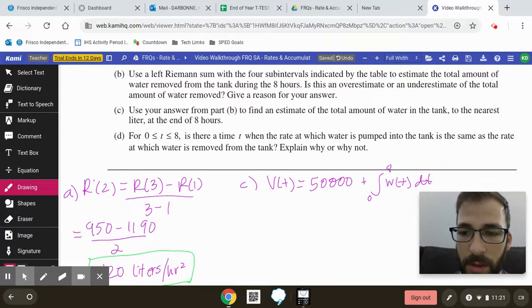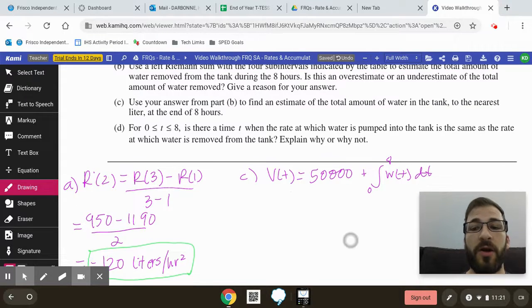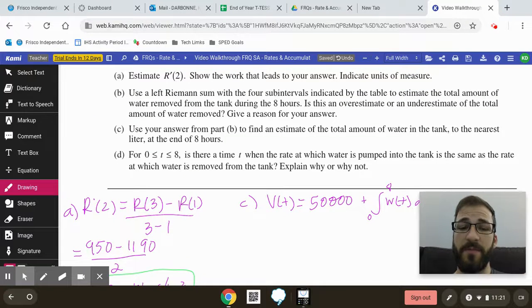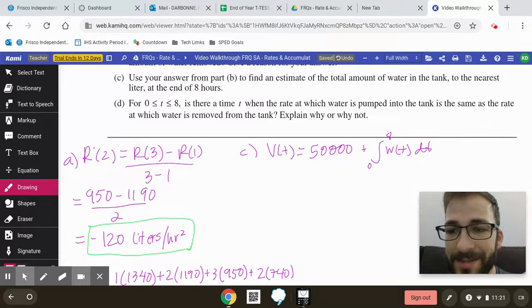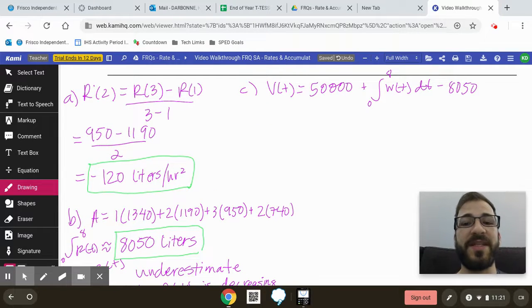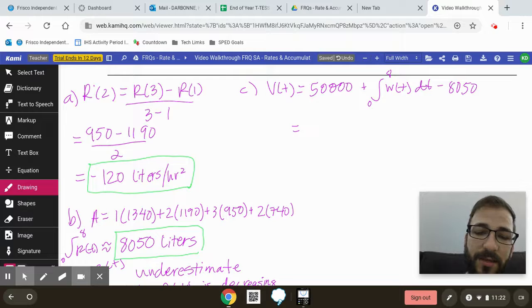minus, so I'm not going to minus R of T because R of T isn't actually a function. R of T is a table of values. But we did already find the amount of water removed, or our estimate. They even tell us in part C, use your answer from part B. So instead, I'm just going to minus 8,050. And I'm not integrating 8,050 because that's already an amount in liters. So 50,000 is an amount in liters. 8,050 is an amount of liters. The only thing that's not an amount in liters is W of T because that's liters per hour. So I need to integrate W of T to get the amount of liters that comes into the tank. And that's going to be my answer.